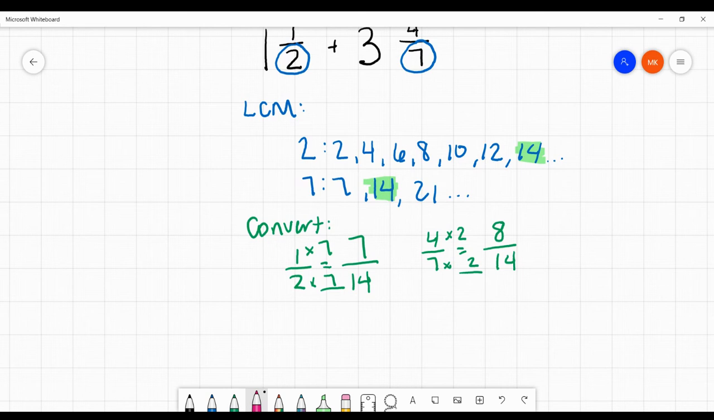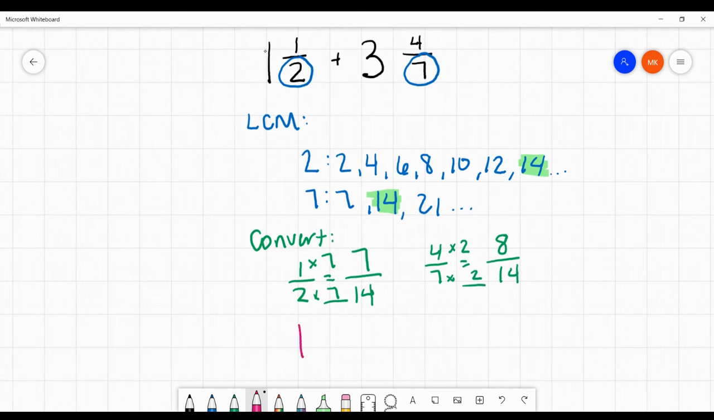My next step is to add the full number. So this is where I bring in those whole numbers. So I have 1 7/14 plus 3 8/14. I always start with my fractions. 14, when I'm adding fractions, my denominator will stay the same. So 14. 7 plus 8 equals 15. Now I'll add my whole numbers. 1 plus 3 is 4.